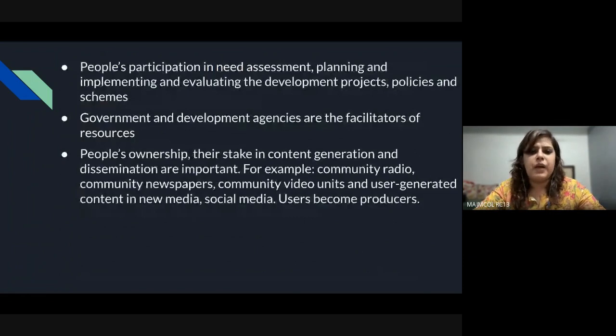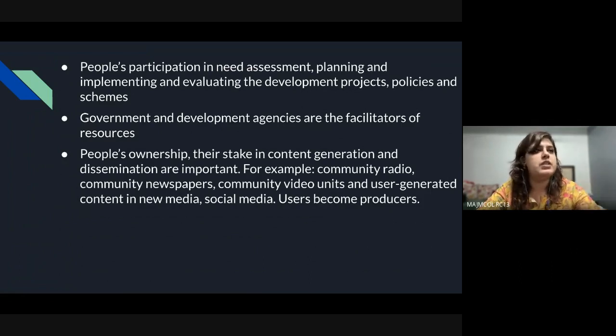As I already talked about, people's participation in implementation and designing of those development policies became important, and the government were just facilitators of resources. However, redistribution of those resources became important in the participatory theories and approaches. People's ownership, with their stake in content generation and dissemination, became important.